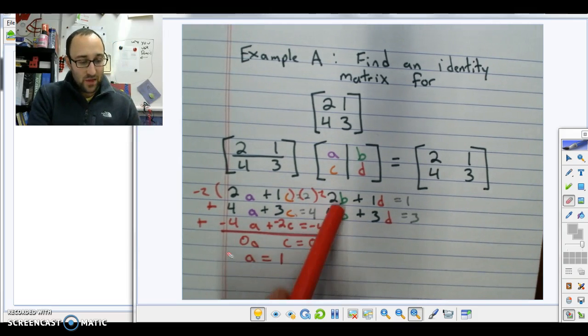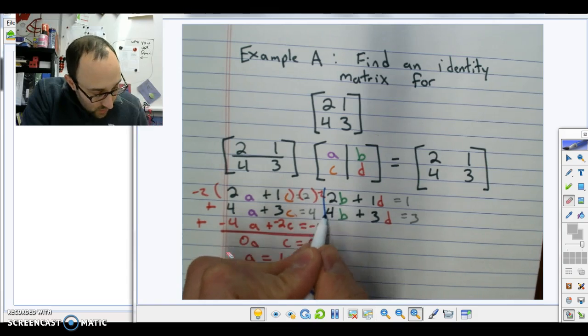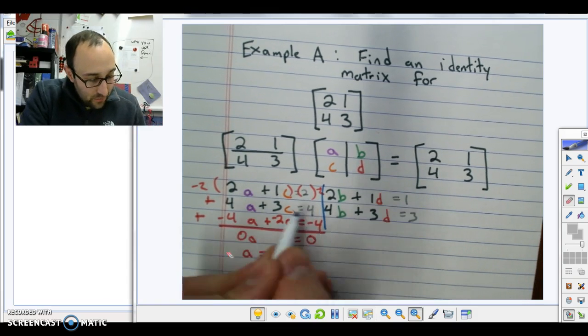So what I'm going to do is the same thing with this other equation. Let's try it in a different color. Let's try blue. So I'm going to multiply this equation again by, I'm going to do the same thing with b's.